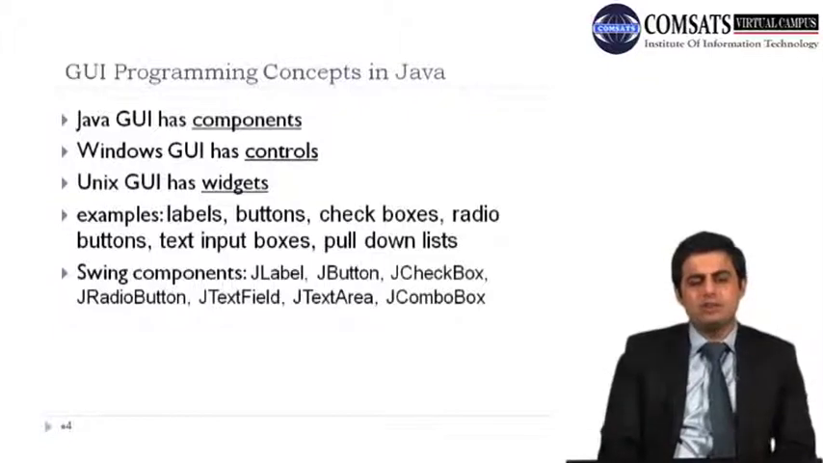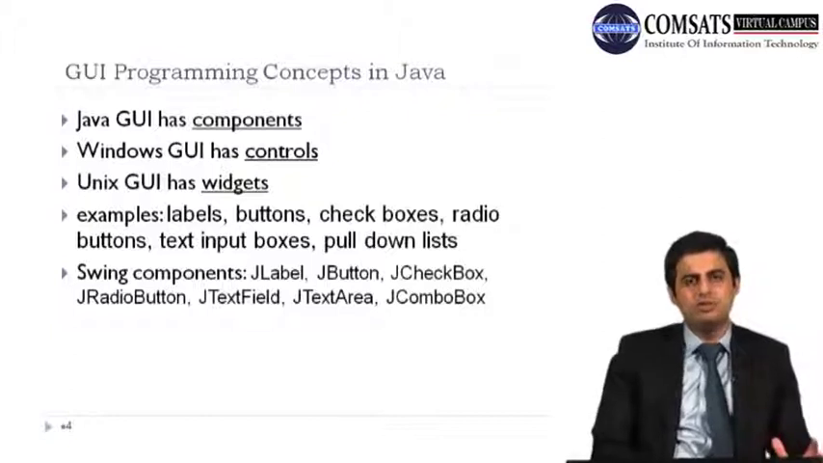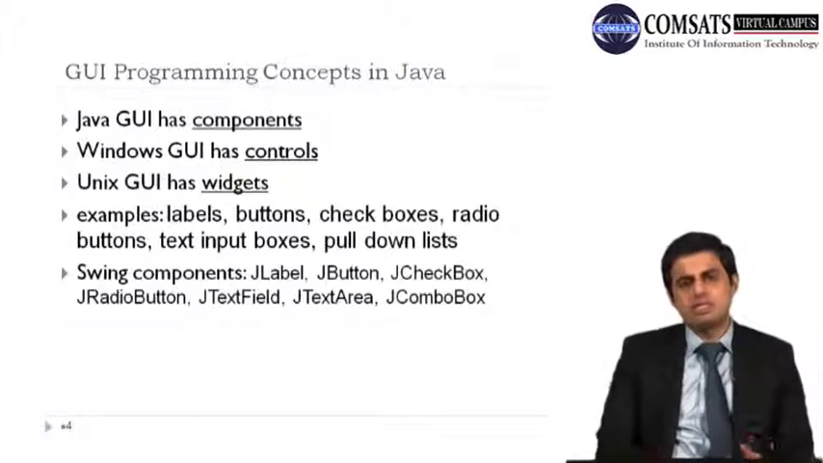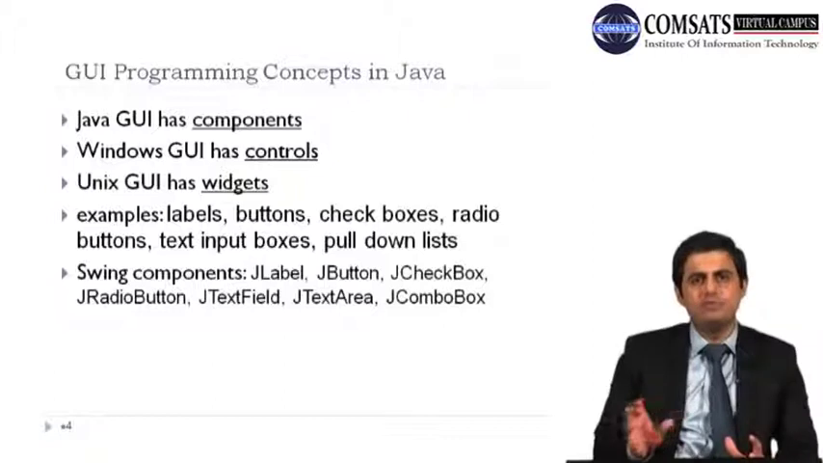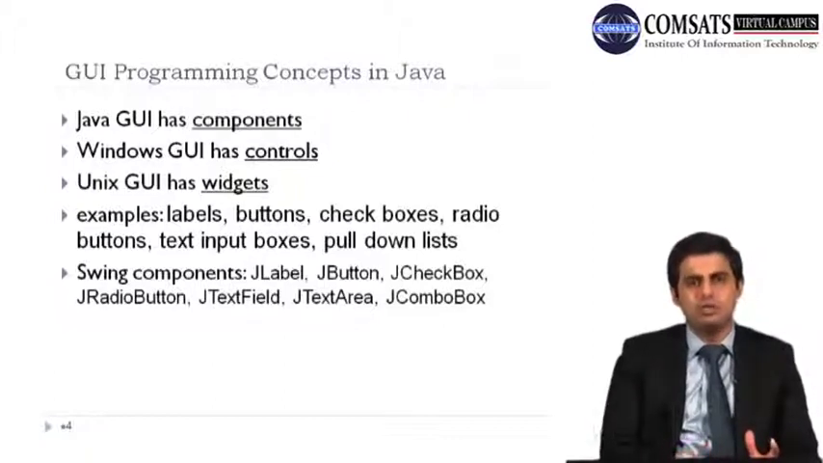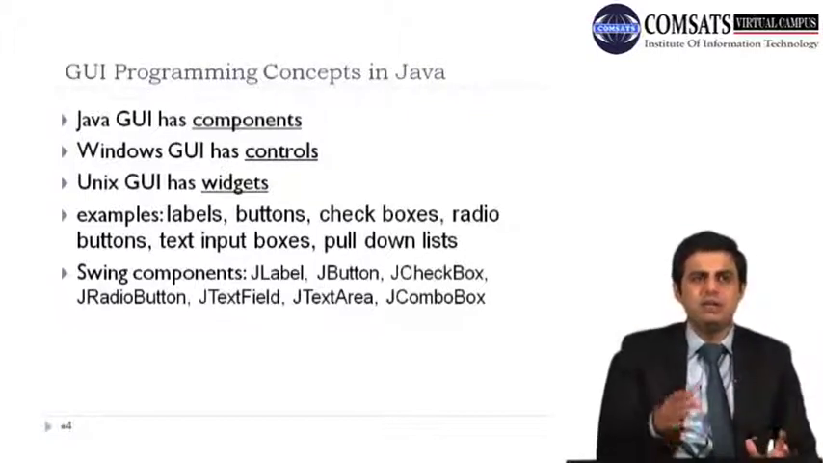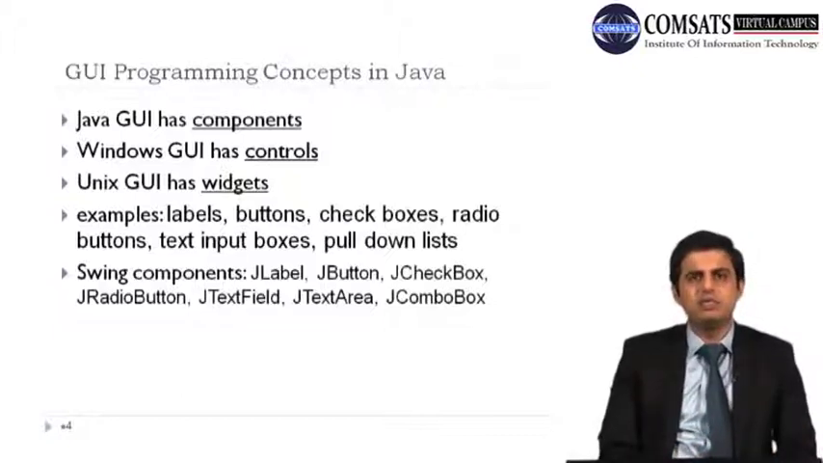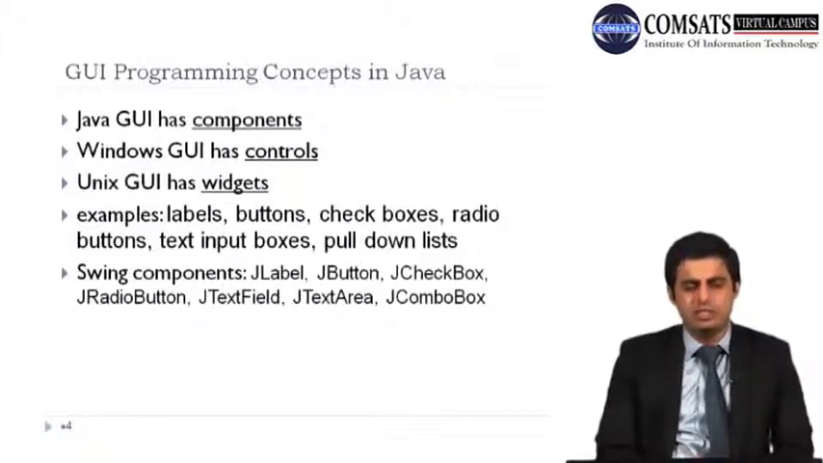Java GUI has components. And if you compare Java GUI with Windows GUI or Unix GUI, you see that the concept is the same, but in Java you call them components. The components do different kinds of tasks for you. If you are using Windows GUI, it has controls. So basically components are also controls, but they have different names in different frameworks. Similarly, there is a Unix GUI available as well. In Unix they are called widgets, and they do the same kind of stuff for you.